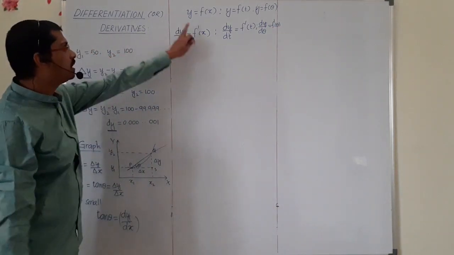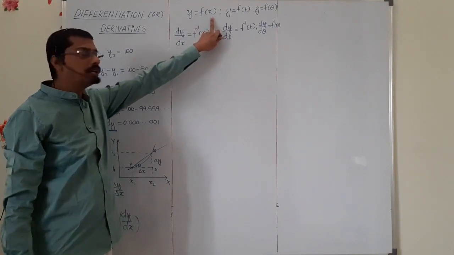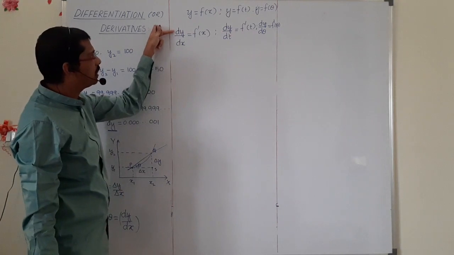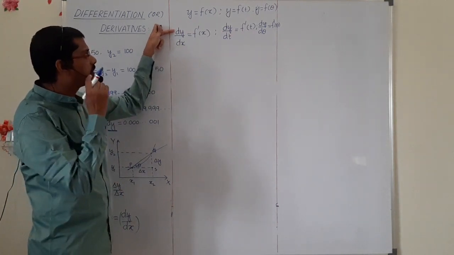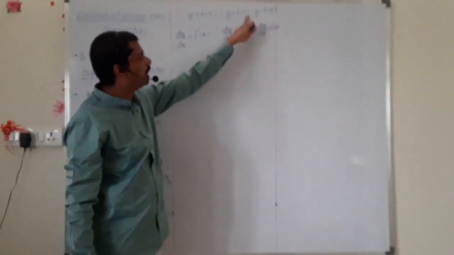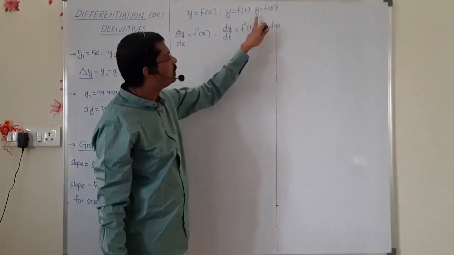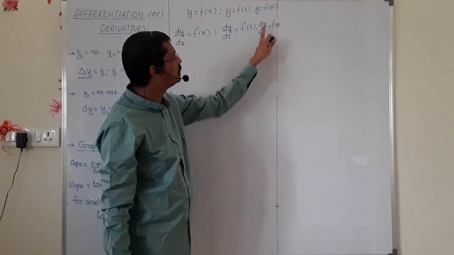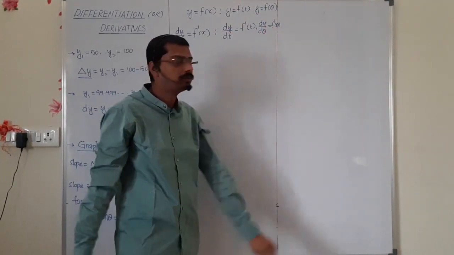Here, we have to differentiate according to which function y is. If y is a function of x, we write dy upon dx. If y is a function of time t, we take the differentiation of y with respect to t. If y is a function of theta, we take the differentiation of y with respect to theta, and we represent it as dy upon d theta.